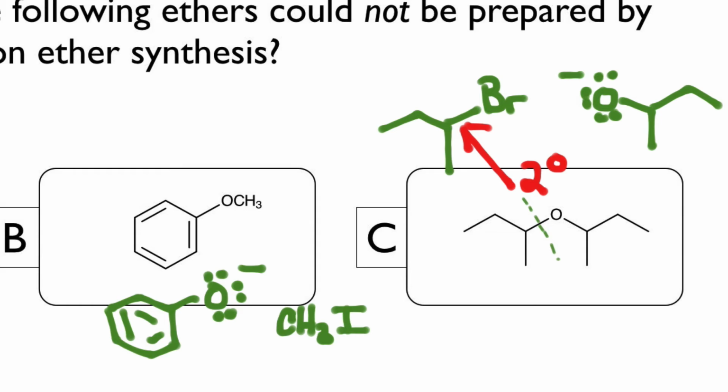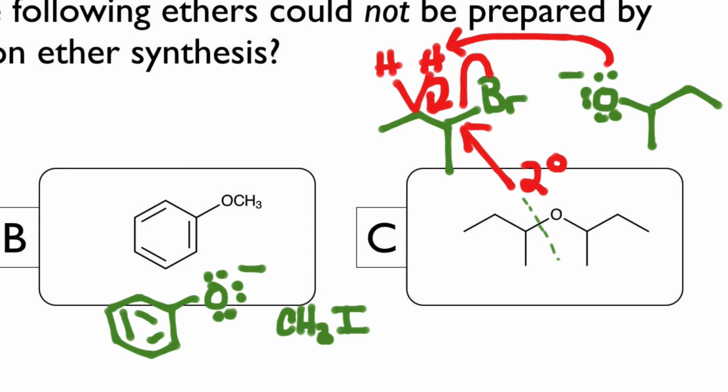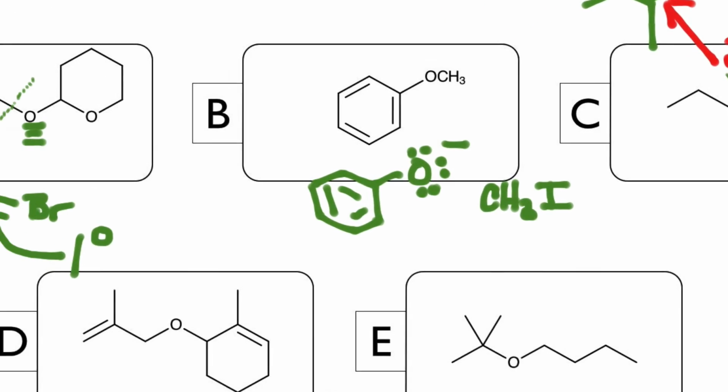Alkoxides generally give elimination reactions if the carbon with the leaving group is secondary or tertiary. So instead of SN2 substitution, what's going to happen is elimination. The alkoxide is going to grab hydrogen, it's going to swing down to form a double bond, and bromide will leave. That's not the product that we want if you're doing a Williamson ether synthesis. So C is not going to work here.